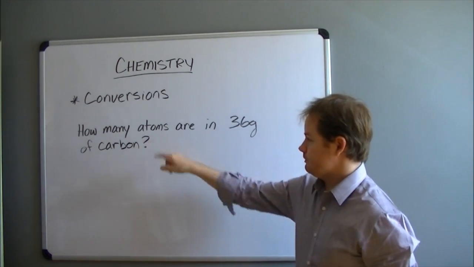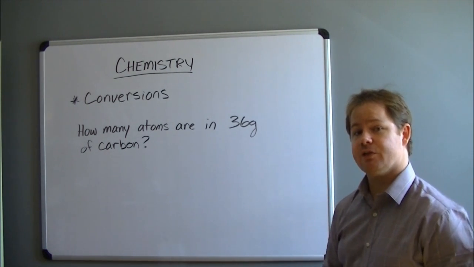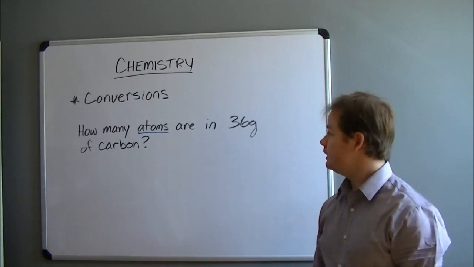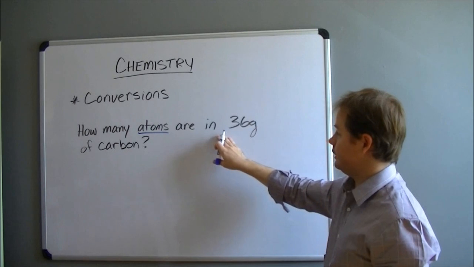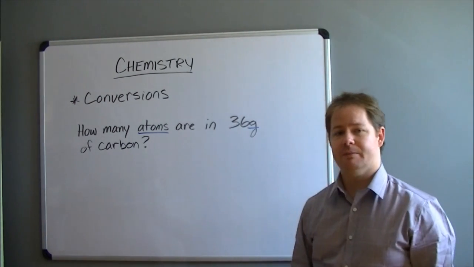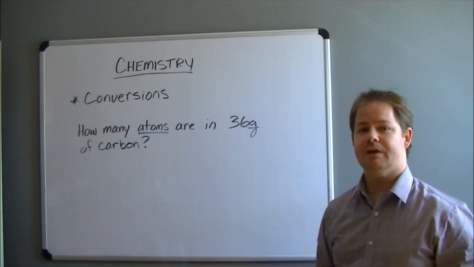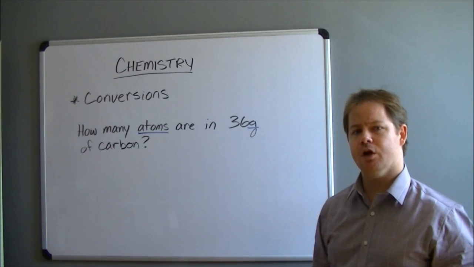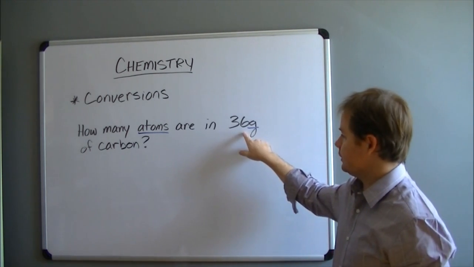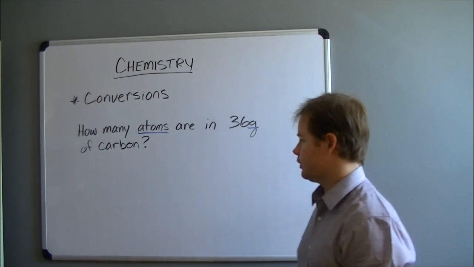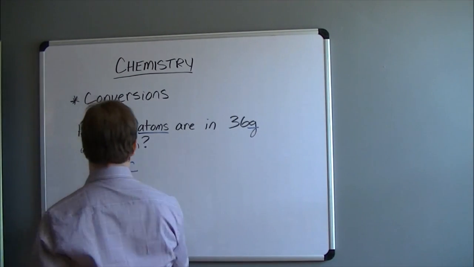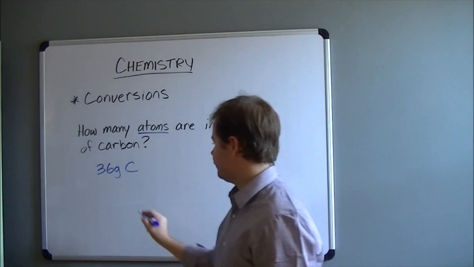How many atoms? So right away we know that we're being asked for the number of atoms. That's the unit we're being asked for. And we're given how many atoms are in 36 grams of carbon. So we're converting, in this case, grams to atoms. Now whenever you go to make a conversion, a good way to set it up is to always start with whatever you're given. In this case, we're given 36 grams of carbon. So I'm just going to go ahead and write that down here. 36 grams of carbon.